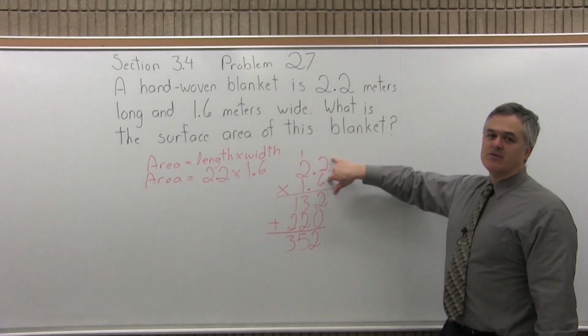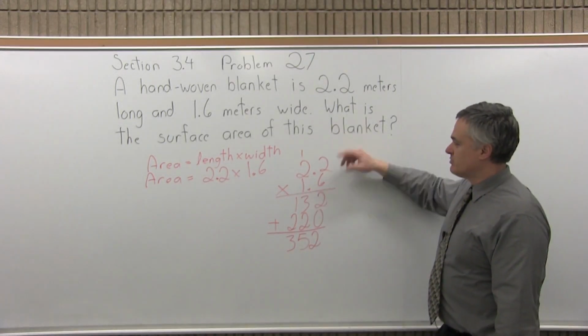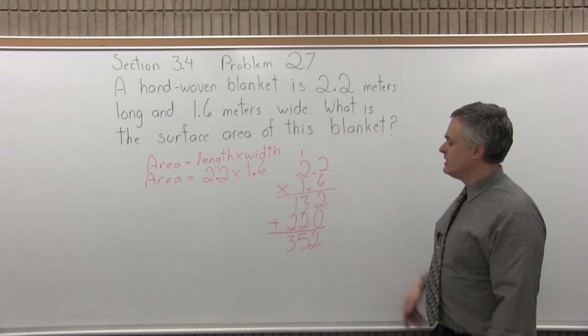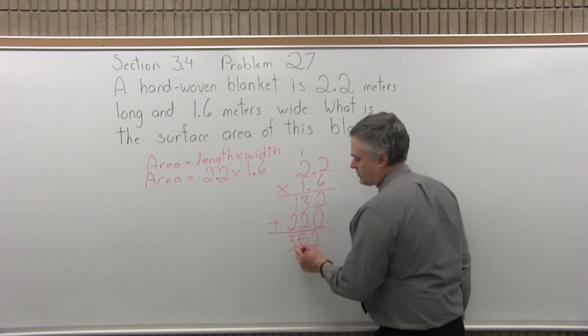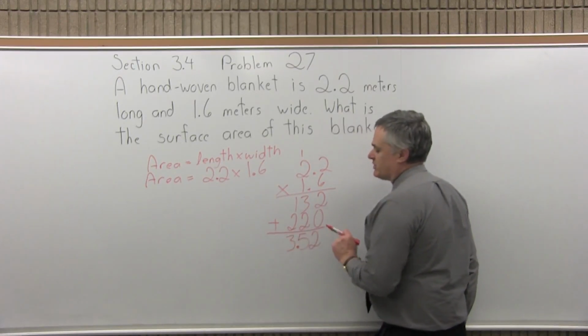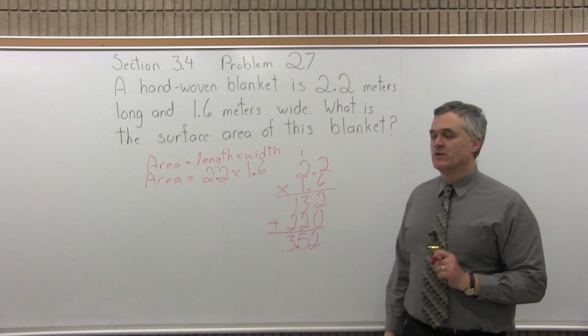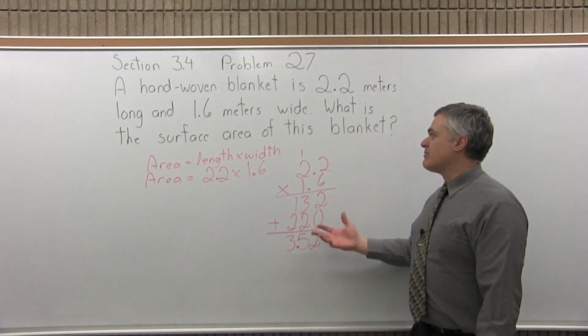How many places after the decimal in the question? Altogether, there's 2 places after the decimal, 1, 2. So in the answer, there should be 2 places, 1, 2, after the decimal. So it's 3.52.